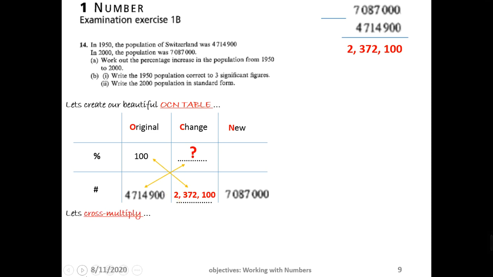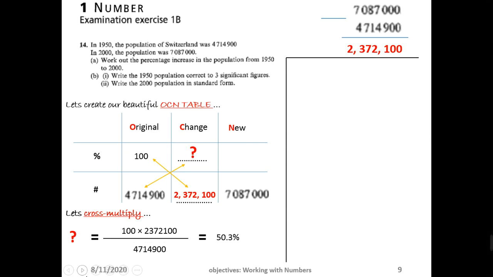When we cross multiply, we put the unknown is equal to a fraction line. What is my denominator? I ask myself, what is my question mark multiplied by? It's multiplied by the 4,714,900. So this is my denominator. The other two numbers, the 100 and the 2,372,100, are my numerators, so they go up multiplied by each other. Use the calculator to calculate, and 50.3% is the percentage change.